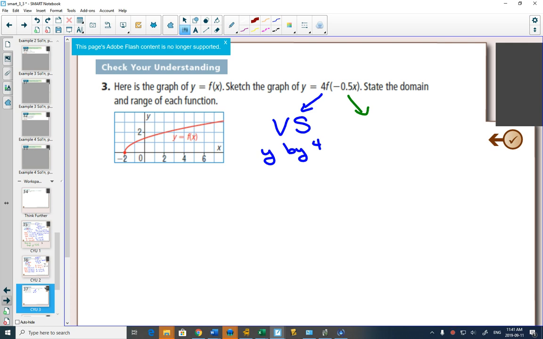Okay? The negative, horizontal, because it's inside. The negative, reflection. Are you okay with R for reflection? And the 0.5, stretch or compression? Stretch. Why is it a stretch? Because we're going to be multiplying x by a negative 2. 0.5 is a half. The reciprocal would be 2. So that's why it's a stretch.